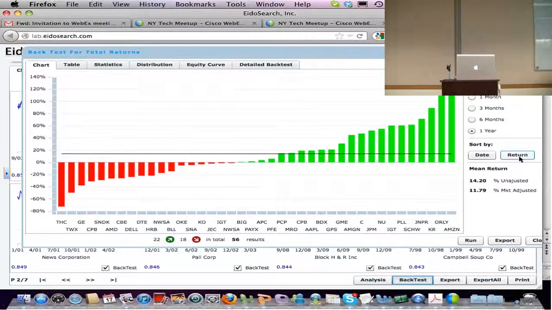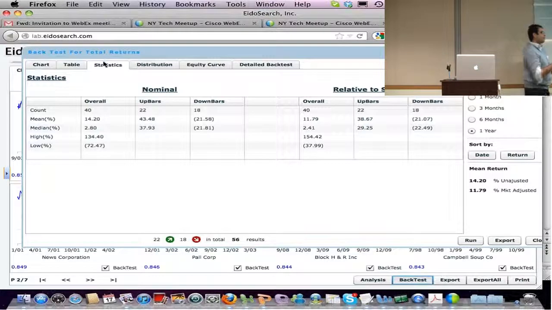So we have 22 results that were up following the pattern that had sufficient data for a 1 year forward-looking backtest, and 18 results that were down. Okay, average return, let's go to the statistics, is 15%. On average, you're up 15% in the next period.